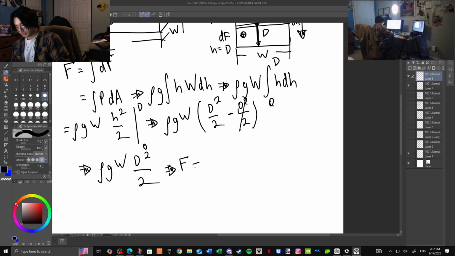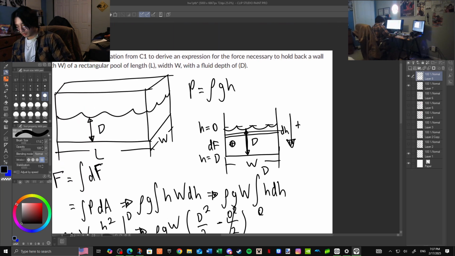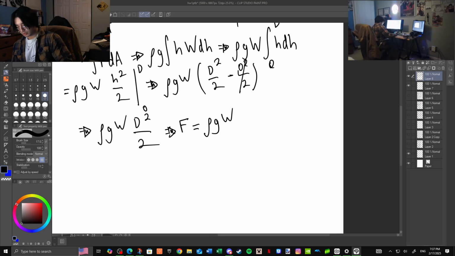And so that will bring us to our final expression. The force pushing against the wall of the pool will be equal to rho g W times d squared, and all of that over 2.